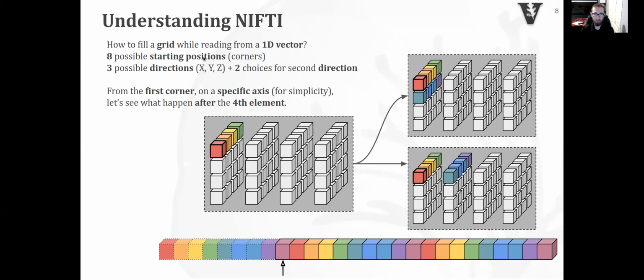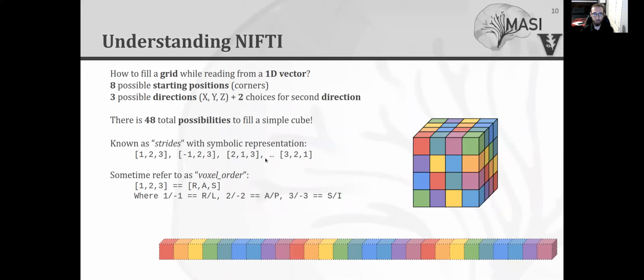So you see 8 possible starting position, 3 possible direction of encoding, and 2 more choice for the plane order to fill. So you can see already we have 48 ways of filling a 3D array from a 1D vector. This shows the complexity of the concept behind the data structure of a Nifti file. And you don't have to exactly remember like how it's represented, but it's important to know that this information of how to fill the 3D array is known as the stride, or sometimes referred to as the voxel order.